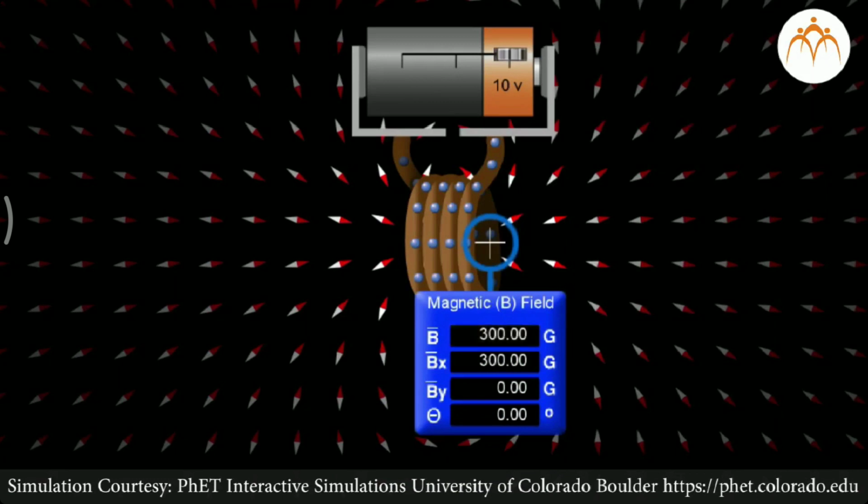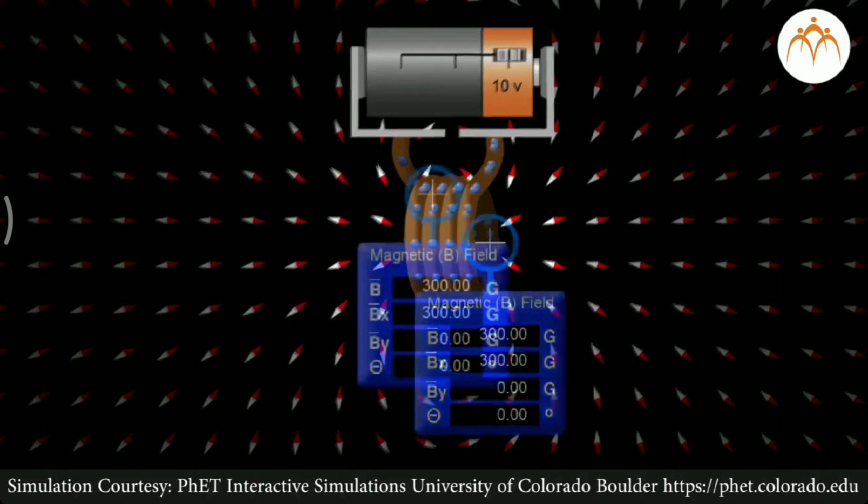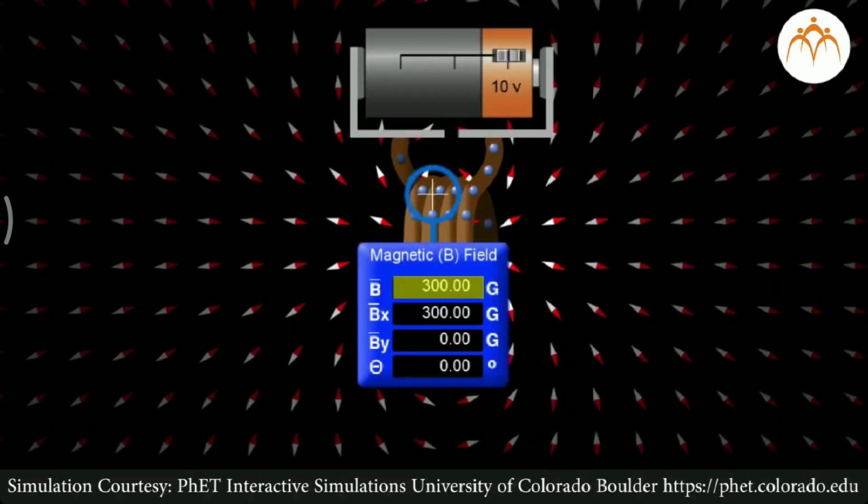Let's measure it with the help of this simulation. You are aware of the magnetic lines of force of a bar magnet. The properties of the magnetic field of a solenoid are very similar to the magnetic field produced by a bar magnet. When a current-carrying conductor is placed in a magnetic field, it experiences a magnetic force.